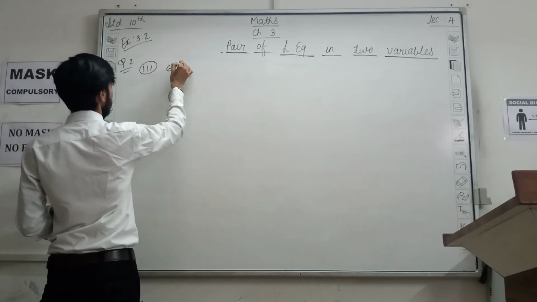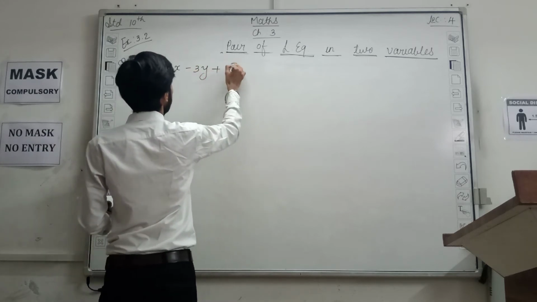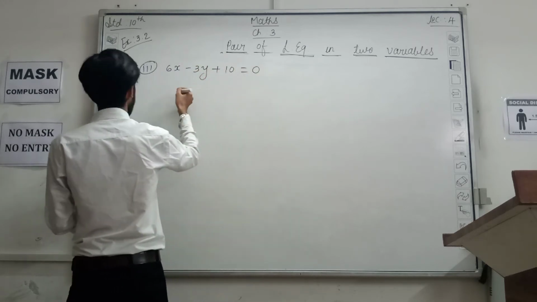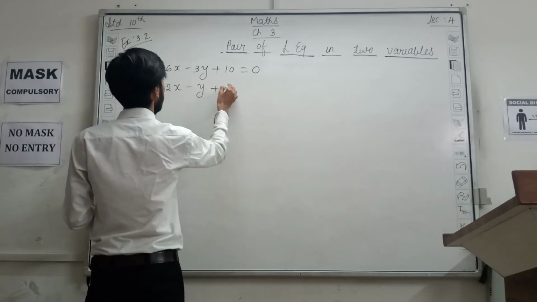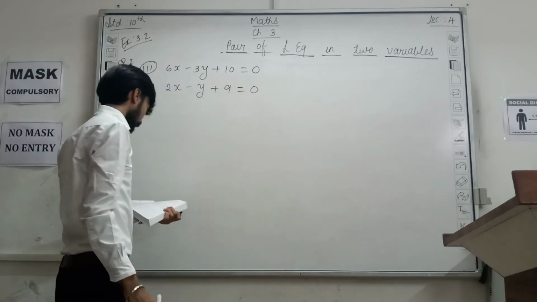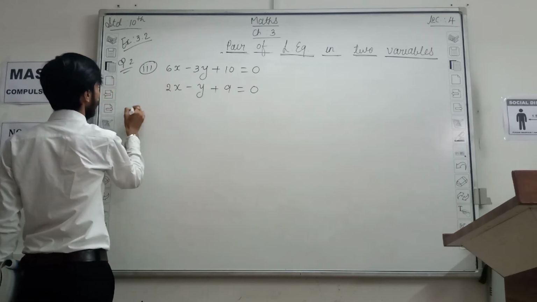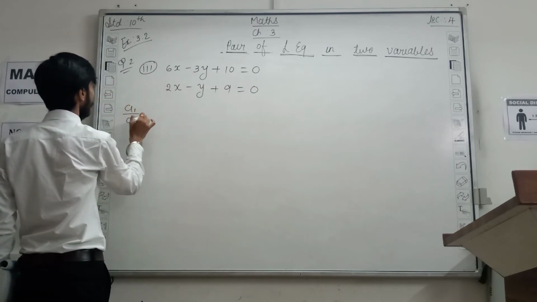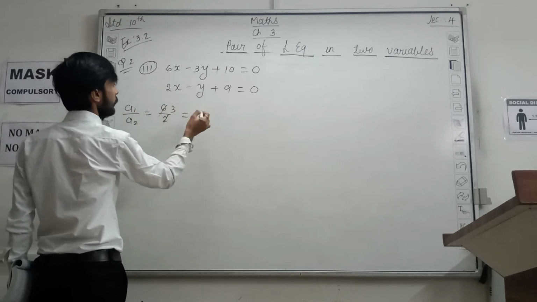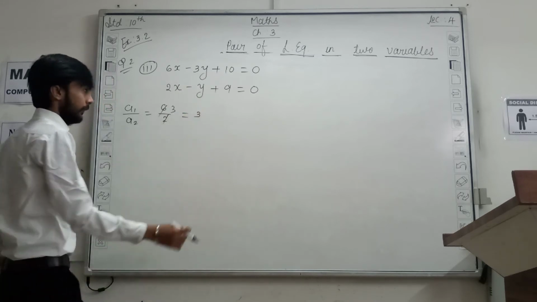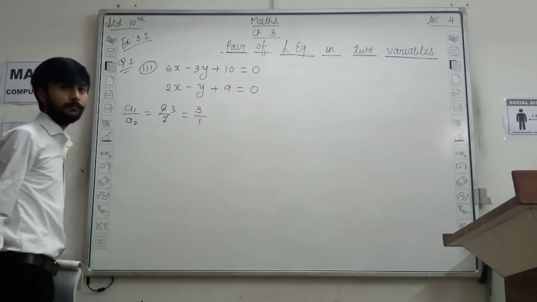6x minus 3y plus 10 equals 0, and 2x minus y plus 9 equals 0. Okay. Now a1 upon a2. a1 is 6, a2 is 2. So a1 upon a2 is 6 upon 2. 3 twos are 6, so it will be 3. We can write it as 3 by 1 also. Right?